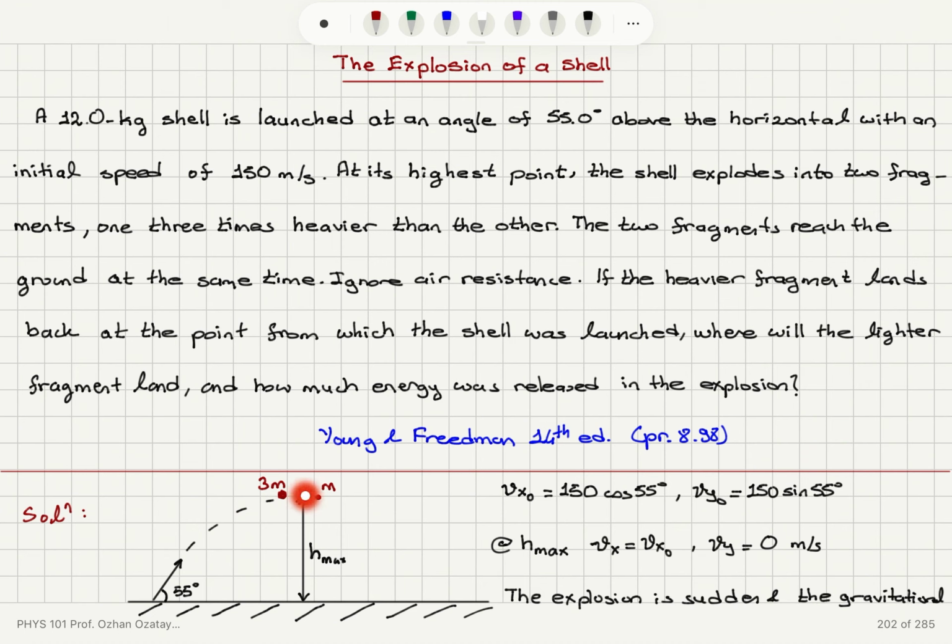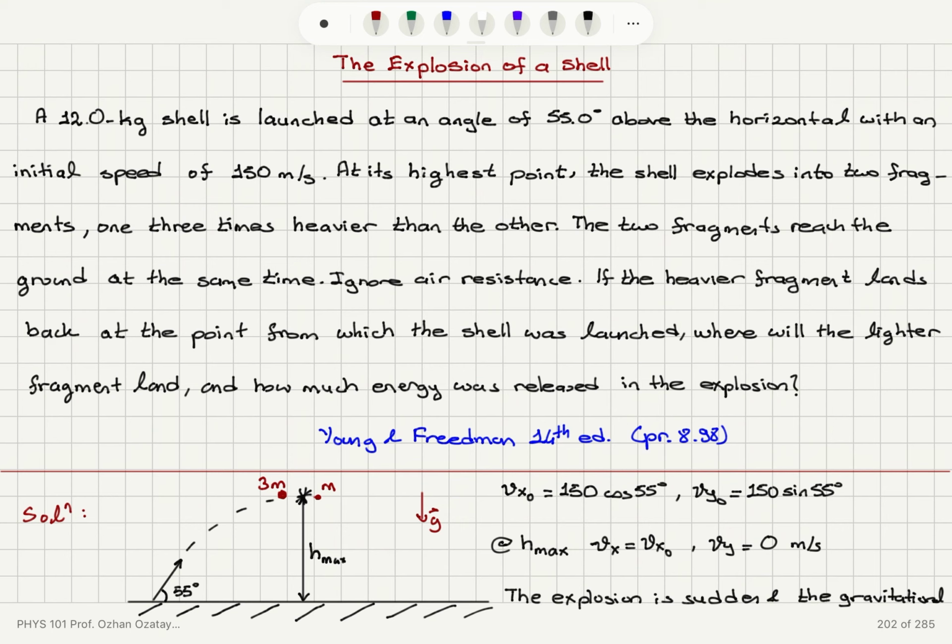So regarding the motion of this shell up to the maximum point, I know the following. The x component is constant because gravitational acceleration is on the y-axis. So we have g on the y-axis. And the y component will be decreasing to 0 at the maximum height. The initial y component is the initial speed times sine 55, and the x component is 150 cosine 55.